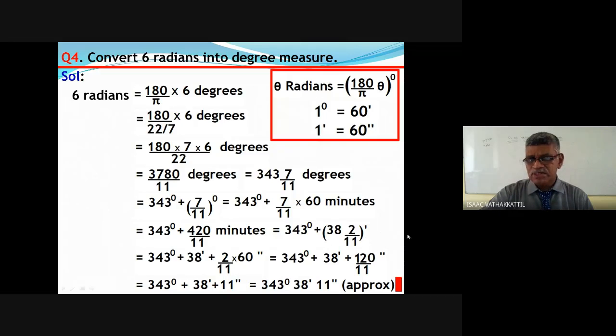Where did we approximate? There are two places we made the approximation. One, substituting pi as 22 by 7 is not an exact value, it's only an approximate value. Here also we approximated 120 by 11 to 11. So 343 degrees, 38 minutes and 11 seconds. You have to practice this. Practice the same question once and then I will give another one for practice.